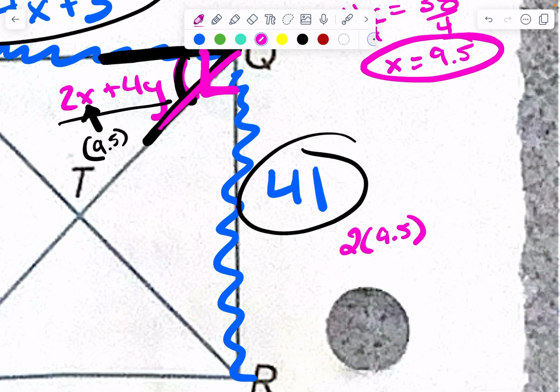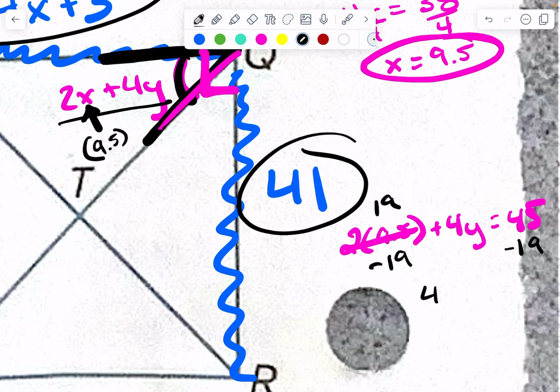2 times 9.5 is 19. Then if I subtract the 19 over, 4y equals 26. And then if I divide by 4, y equals 6.5. Yep, 6.5.